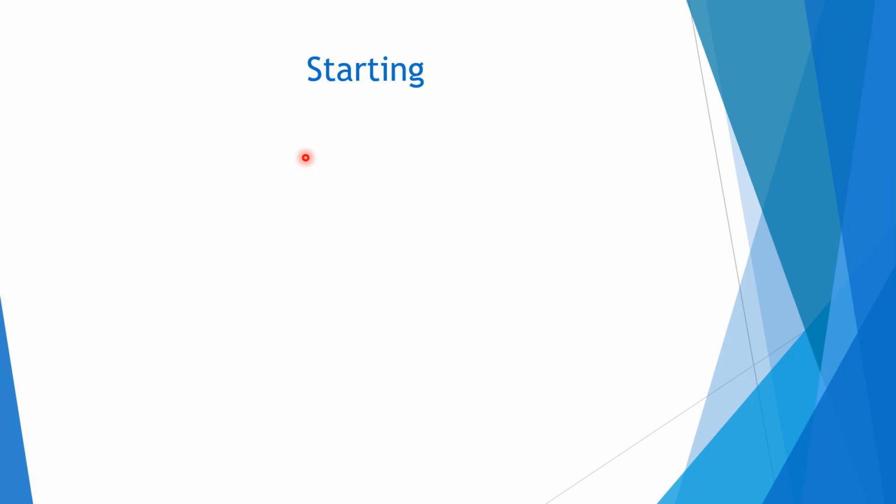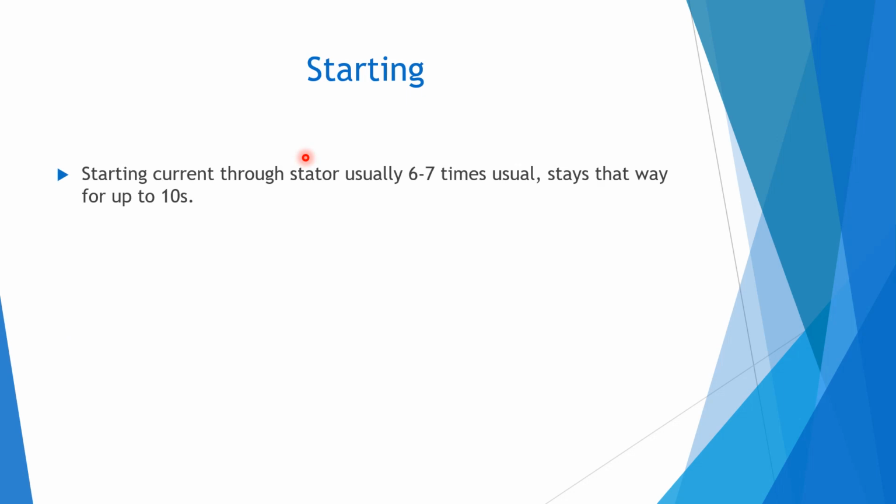Now we come to the most important point that we have been talking about, the starting of an induction motor. The first and the last thing about starting is that the starting current of the stator is usually 6 to 7 times the usual. If you plot the current, it actually looks like it is 6 to 7 times normal, and then after about 10 seconds it comes down to the normal operating value of the current. But at starting, the current is usually 6 to 7 times the usual.